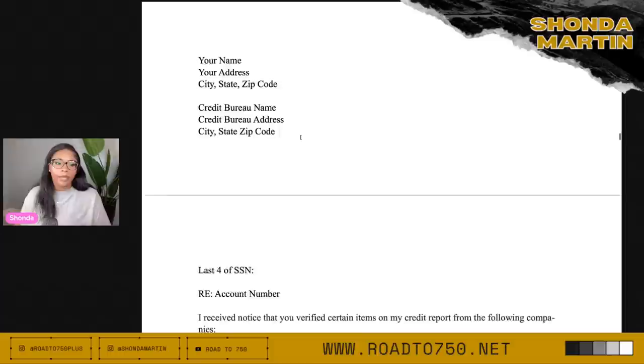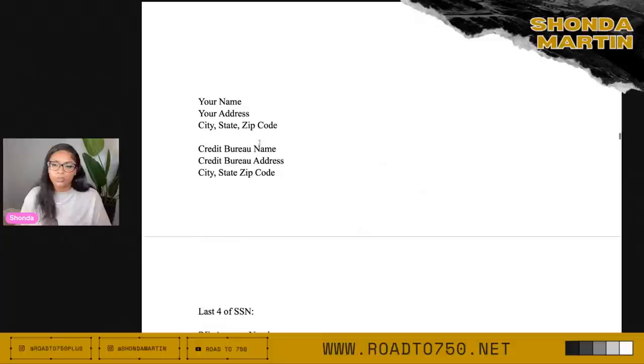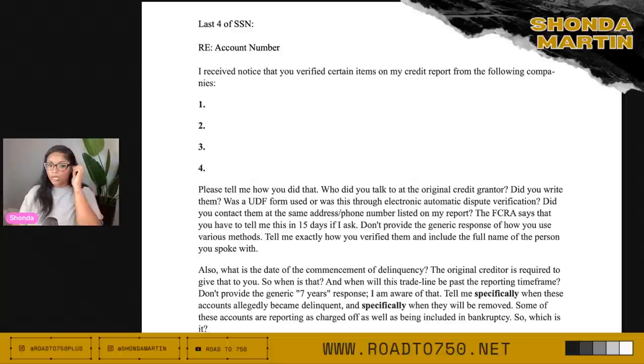I'm going to show you the letter. The only thing I'm cutting off is the top part. Y'all don't need this part because the letter is going to be too long if I try to include that. So this is also an alternative round three letter. It's all about being strategic.